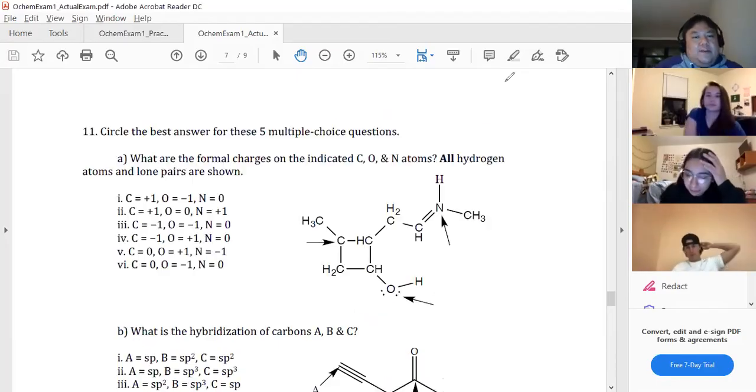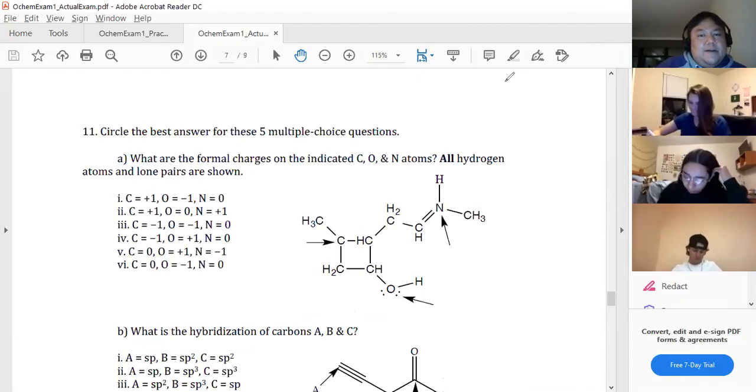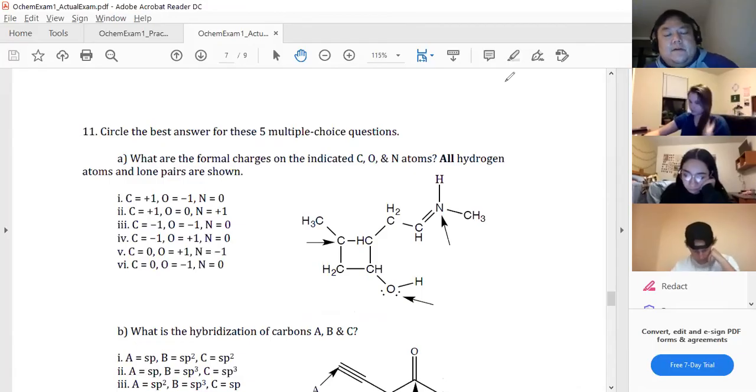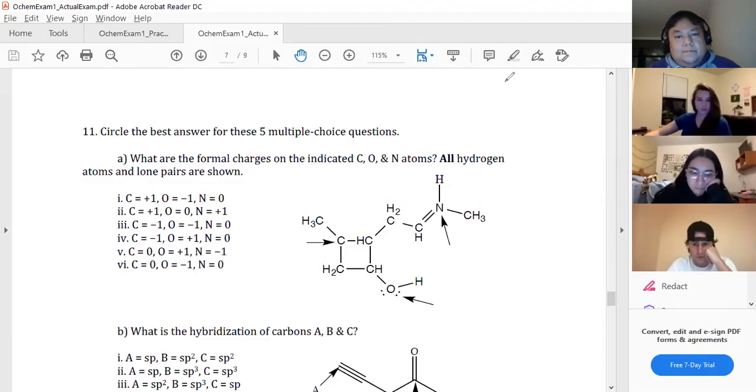Circle the best answer for these 5 multiple choice questions. What are the formal charges on the indicated carbon, oxygen, and nitrogen atom? This carbon, will it be neutral, or will it have a charge? It would have a charge. Wouldn't it have a positive charge? It's going to have a charge because it doesn't have 4 bonds. Carbon with 3 bonds and a lone pair is negative. Carbon with 3 bonds and no lone pair is positive.